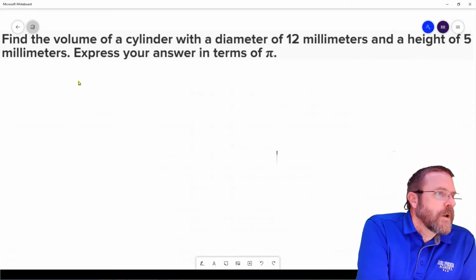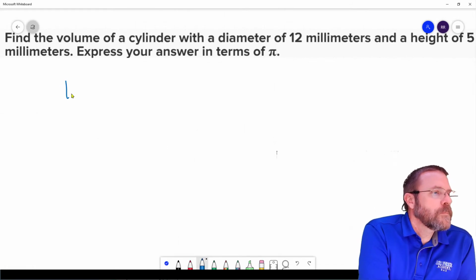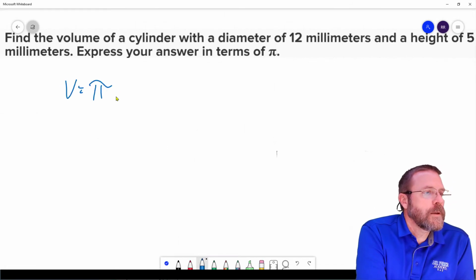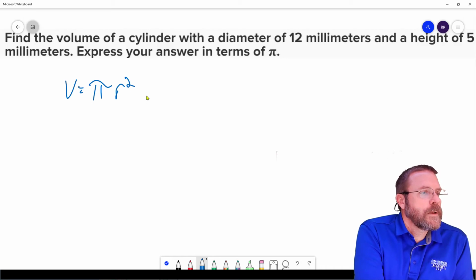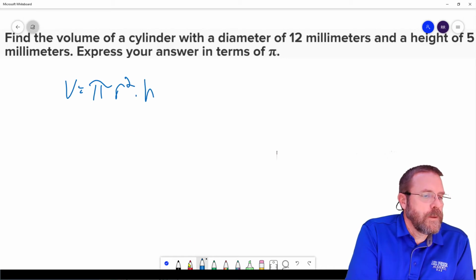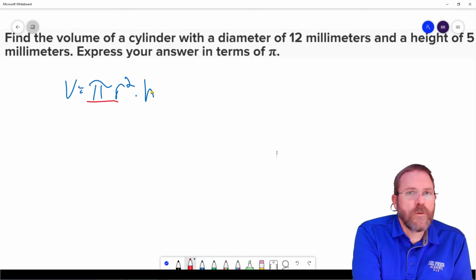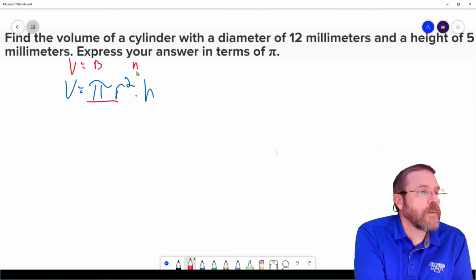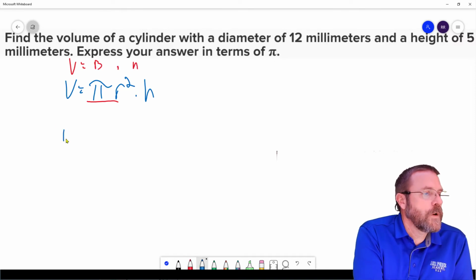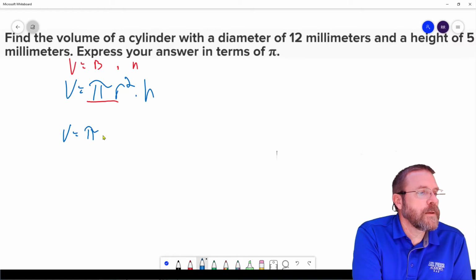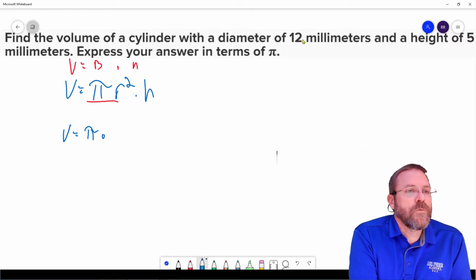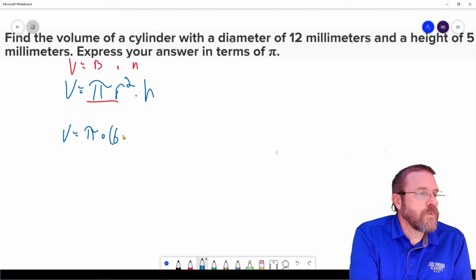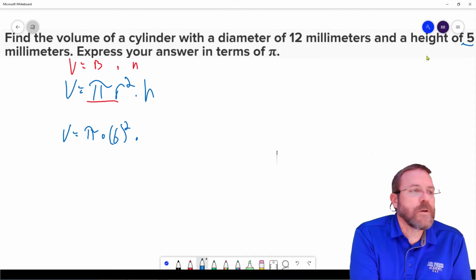Okay, let's get in here. I've got volume is equal to pi times radius squared times the height. This part here is the base area. This part here is going to be the height, because remember you do have volume equals base area times height going on here. So next I have volume is equal to pi times, we got a diameter of 12. That means my radius is going to be 6 squared times, and the height of this one is going to be 5 millimeters. So put in my 5.